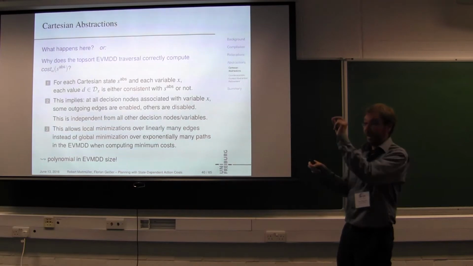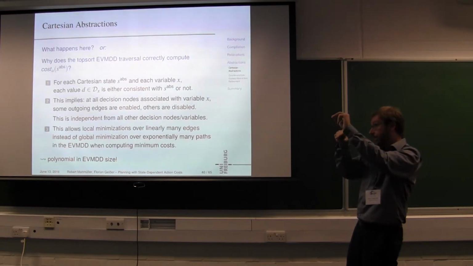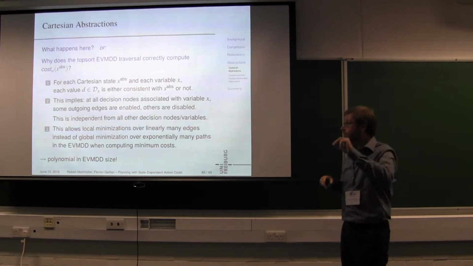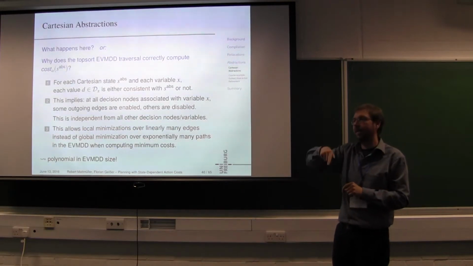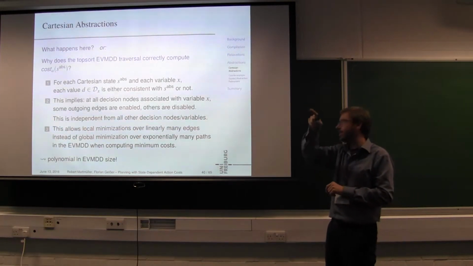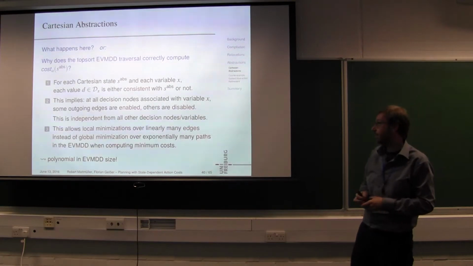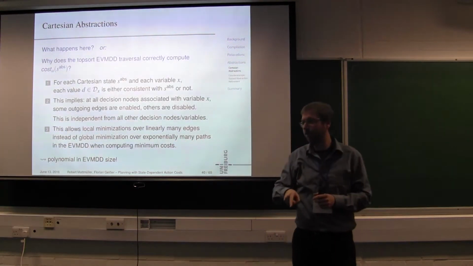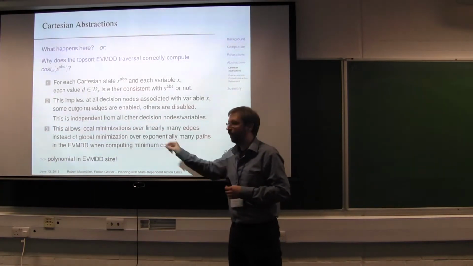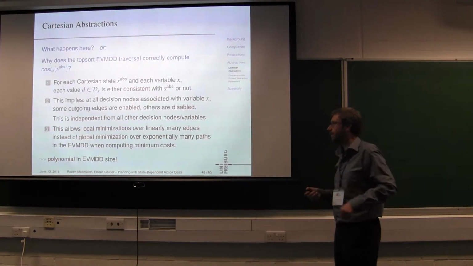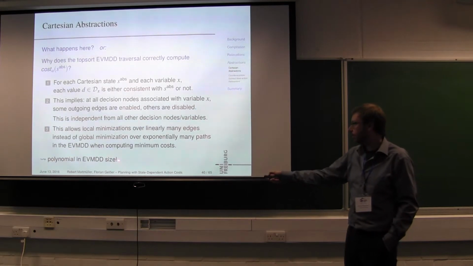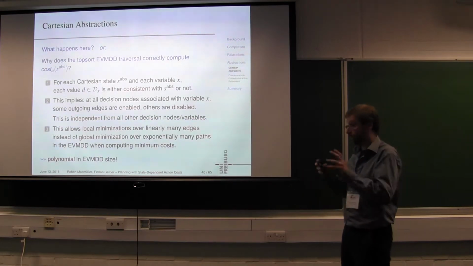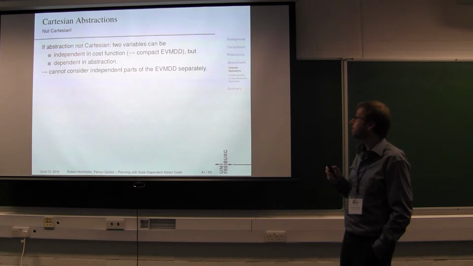And this independence allows us to minimize locally over linearly many incoming edges at all these decision nodes, instead of globally minimizing over all enabled paths in the decision diagram, because there can still be exponentially many paths to minimize over, but only linearly many edges. And this leads to polynomial evaluation time in the diagram size.